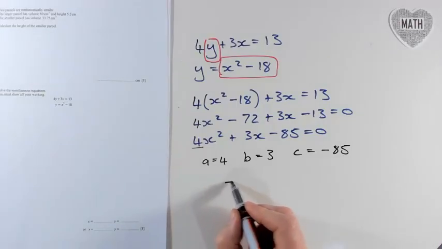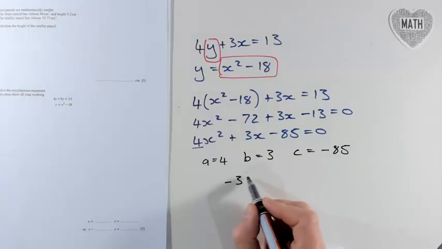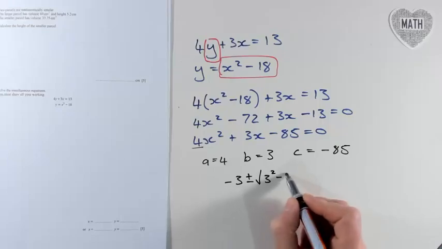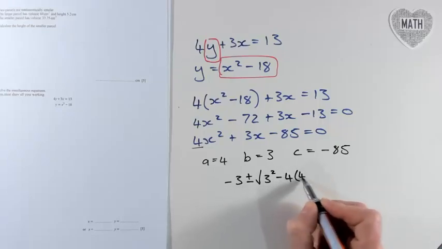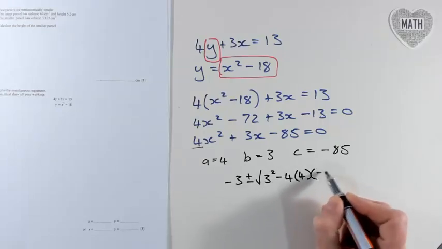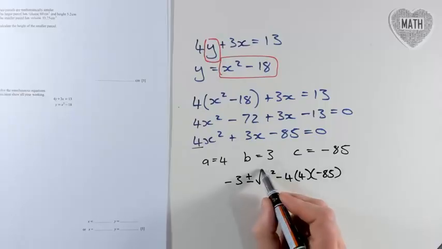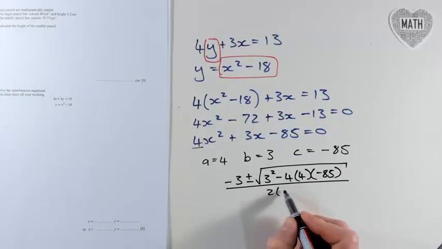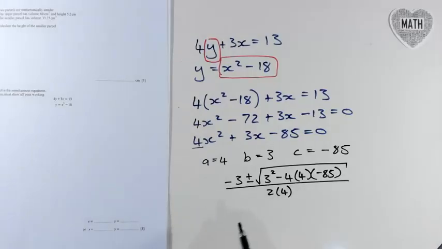So this will be negative 3 plus or minus. Luckily for you, the quadratic formula is given on the formula sheet, but it's not too tricky. Remember, if you use it often. And this would all be over 2 times 4. You'd punch that into your calculator, and I've done so previously, and I got 2 answers for x.